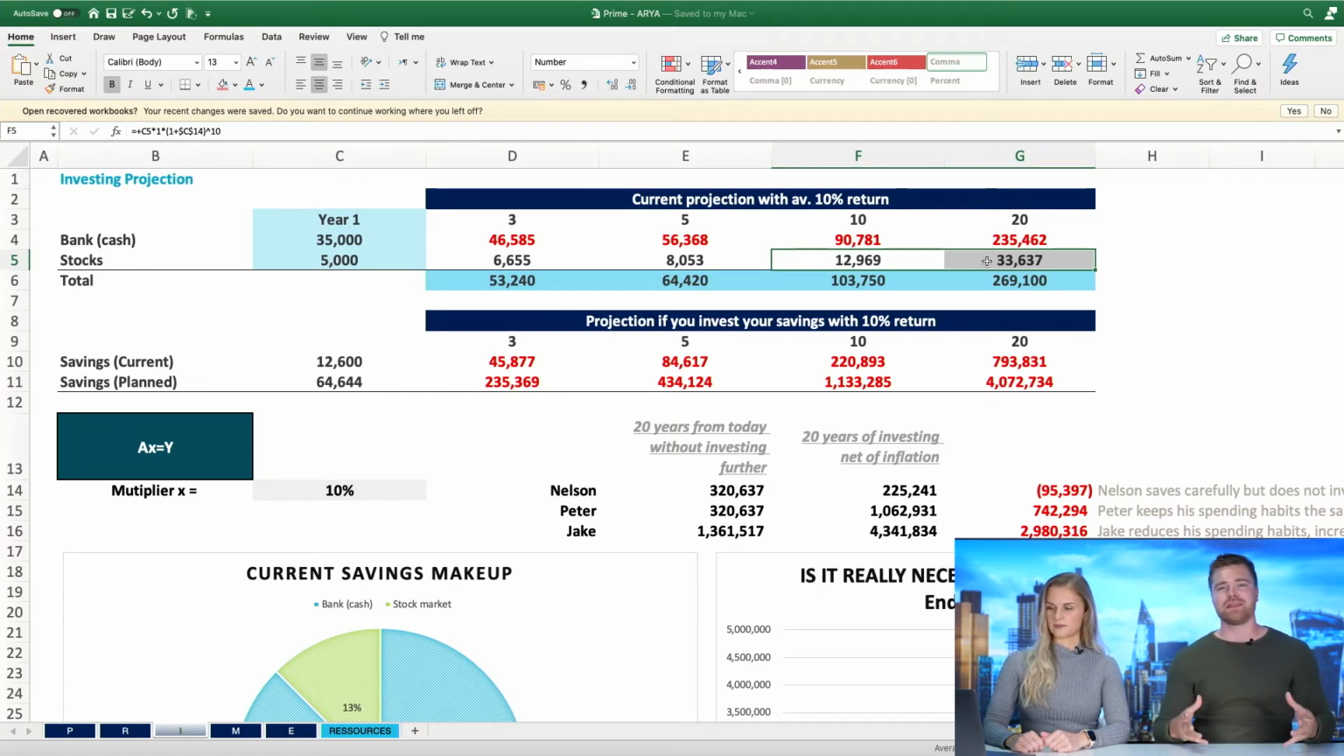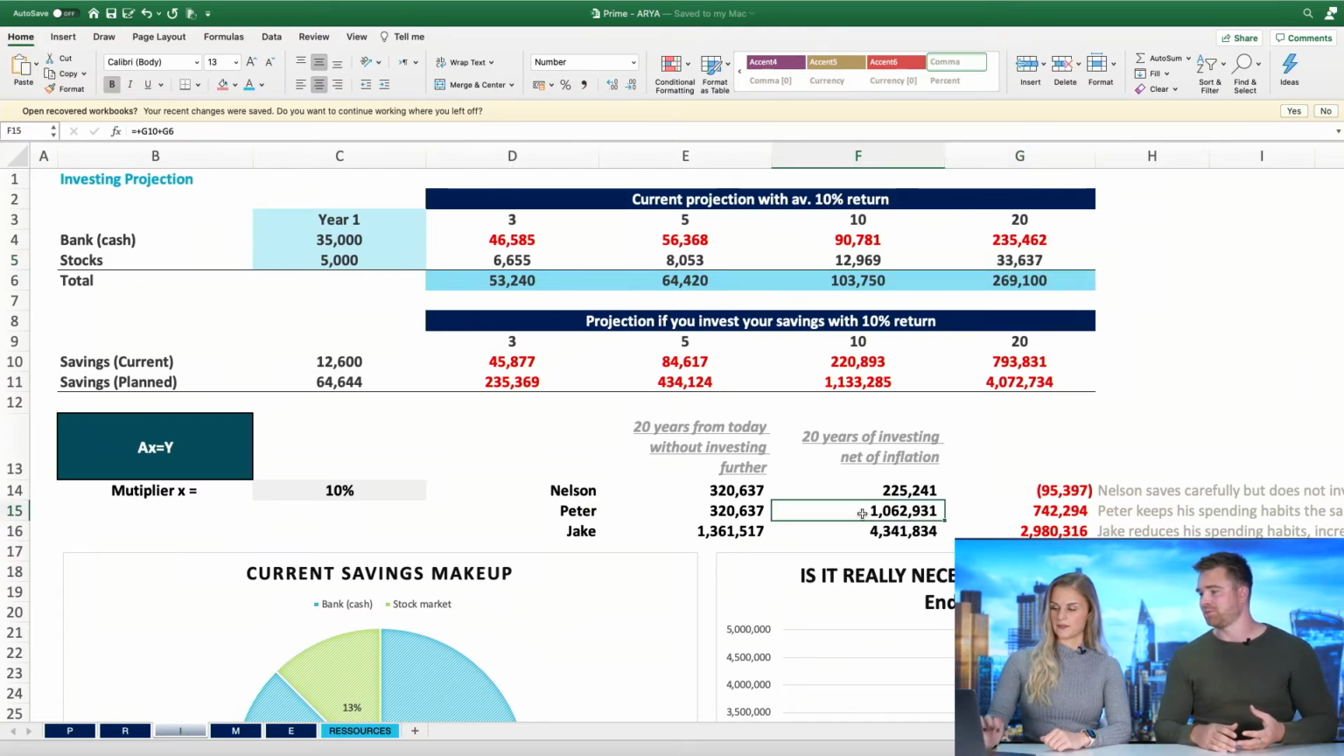Everything he has, he's invested. He's getting 10%, which is a very decent return, very doable, and he's kept that over the course of 20 years. So he's ending up with 1 million, and he hasn't really done anything different. Peter and Nelson, they're the same person. He hasn't changed any spending habits. Nothing has changed. All he's done is put his money to work. That is it.